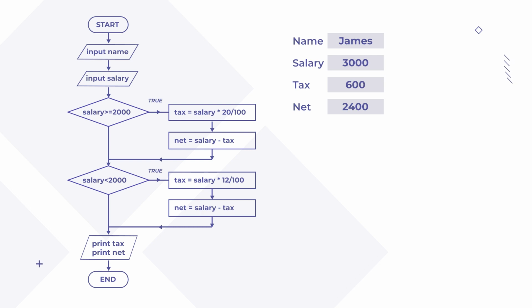It will check this condition. Is the value of salary less than 2000? If this condition is true, then it will come here and do the calculation at the rate of 12%. We'll calculate the net, go down, and then print all these things. So in this example, these two instructions are conditional, and their execution depends on this condition. That is how we do conditional processing. Thank you very much.